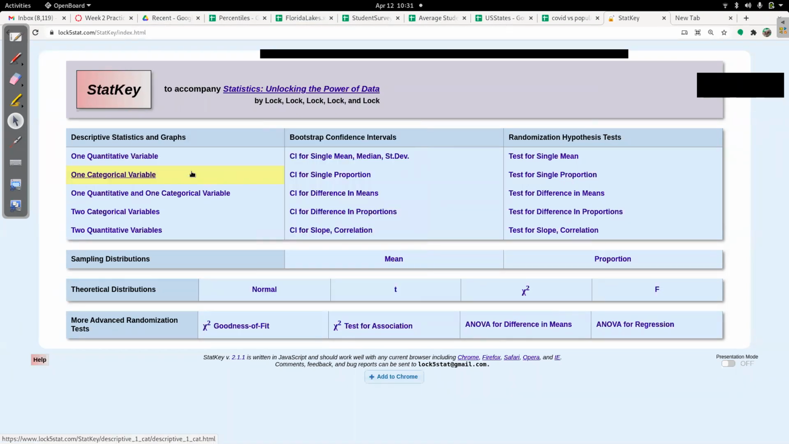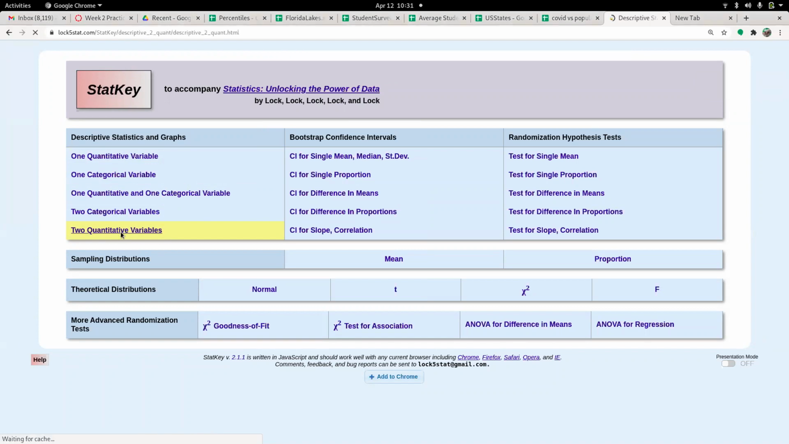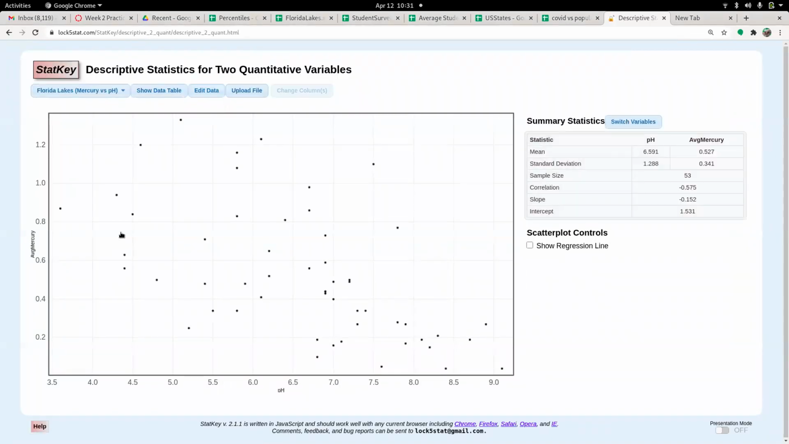And then so far we've played with one quantitative variable. The week before was a categorical variable and a little bit with quantitative and categorical. I'll come back to that. We're going to look at two quantitative variables this week. So mainly in StatKey, this is the only page we need, this last one in descriptive statistics and graphs. And StatKey has a bunch of data here. They just give you a brief mention of what the data is. It comes from the Florida Lakes data set, which we can get from my Google Drive or from the StatKey homepage. So a reminder about that.